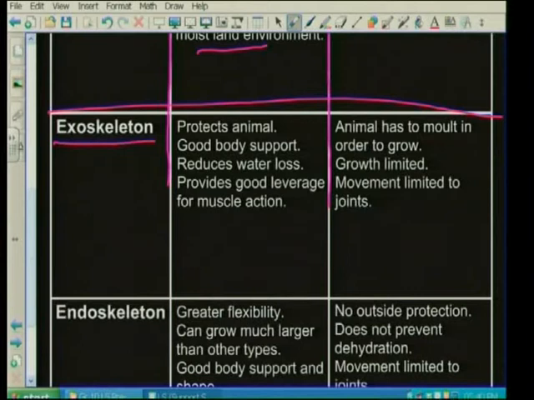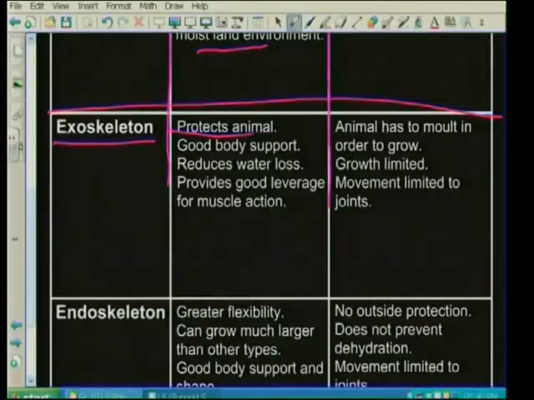Let's look at the exoskeleton now, the one that was outside the body. First of all, obviously, if it's outside the body, it will protect the animal. Simple. Anything outside will protect. Secondly, it gives the animal good body support, because it's hard and leathery and it's outside the body. So it's giving it shape and support at the same time.